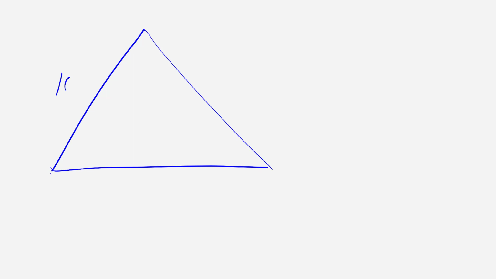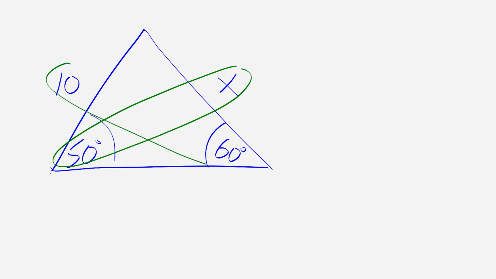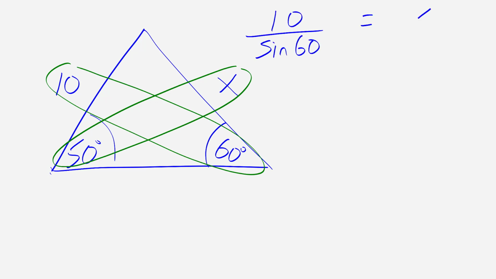So let's take a triangle. Let's call this side 10. Let's call this side x. Let's call this angle here 60 degrees. Let's call this angle here 50 degrees. So x links with 50 and 10 links with 60. Filling into the sine rule, it's simply 10 over sine 60 is equal to x over sine 50. That's the setup. Then you just have to solve that.